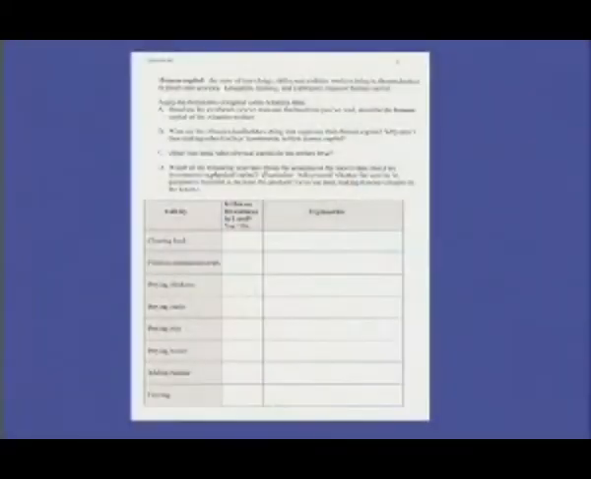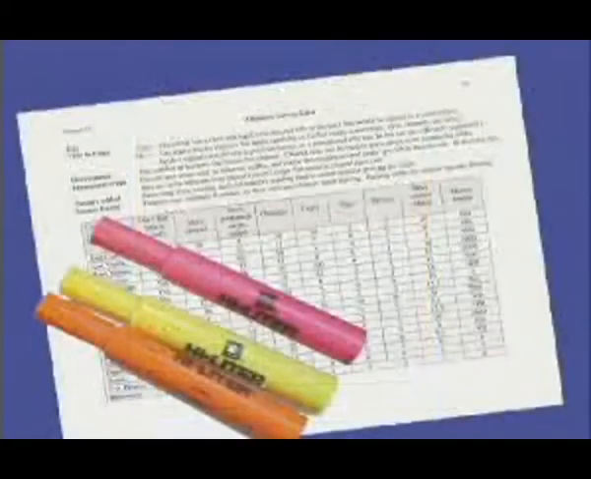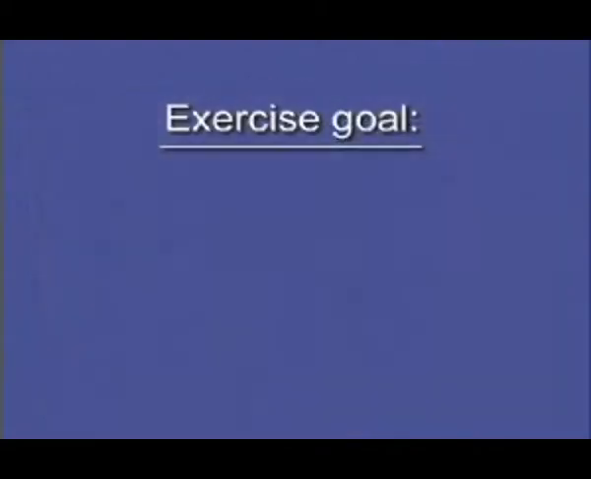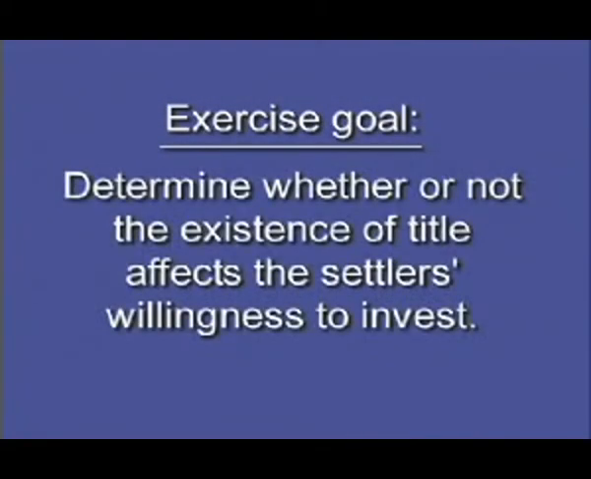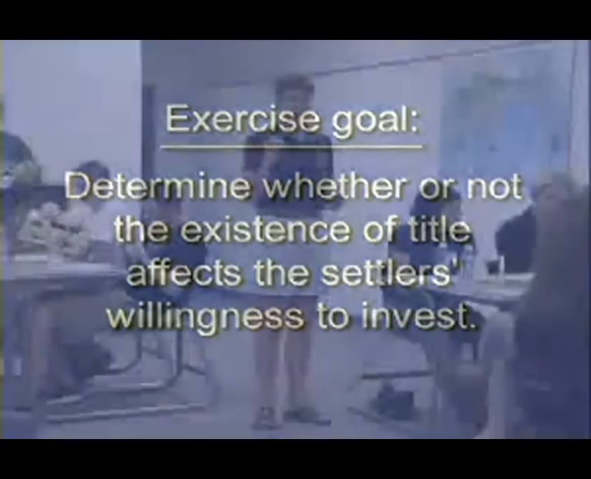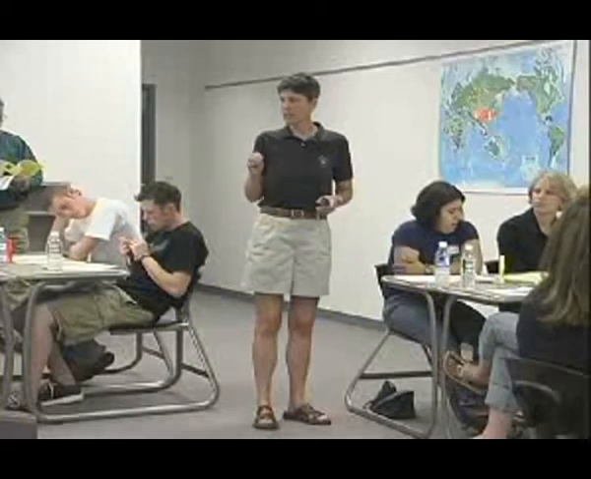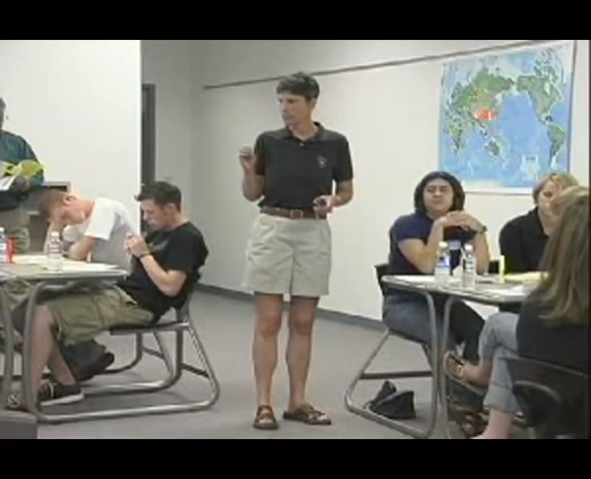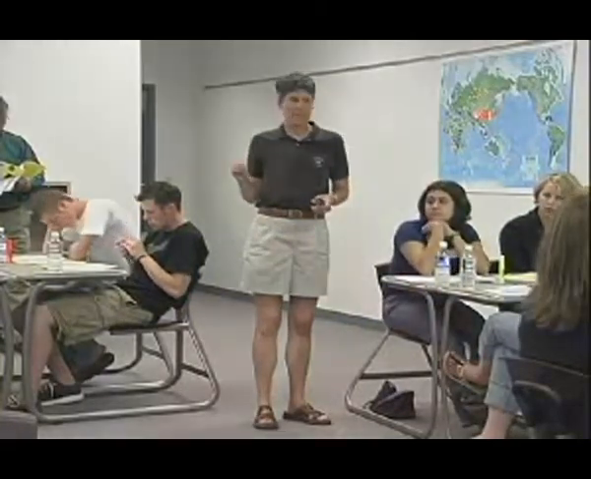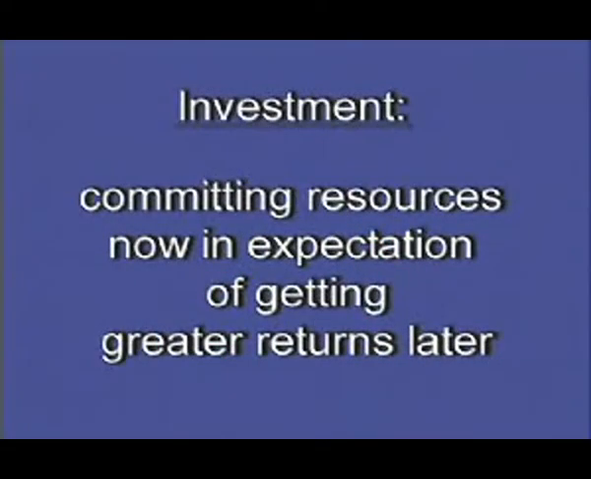Divide the class into working pairs or groups of 3. Distribute the task direction sheet, highlighters, and calculators. Remind students that their goal is to determine whether or not the existence of title affects the settler's willingness to invest. What you're trying to figure out is, is there a difference in capital investment between those who have title and those who do not? The first task, then, is to determine which of the landholder's various activities represents investment. And investment is the committing of resources now in the expectation of getting greater returns later.